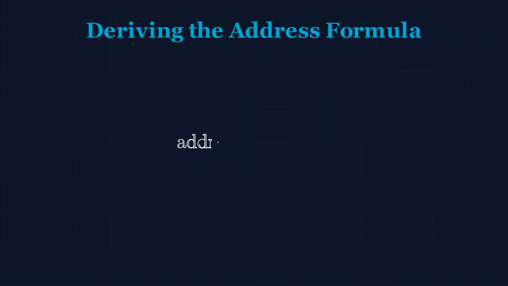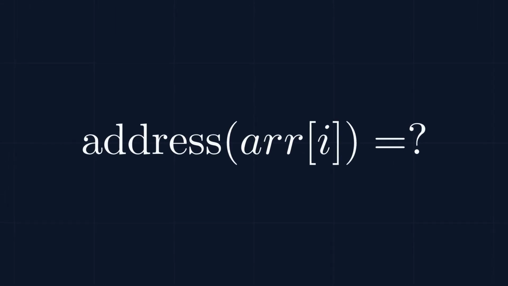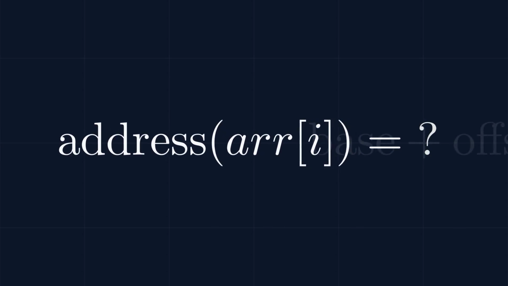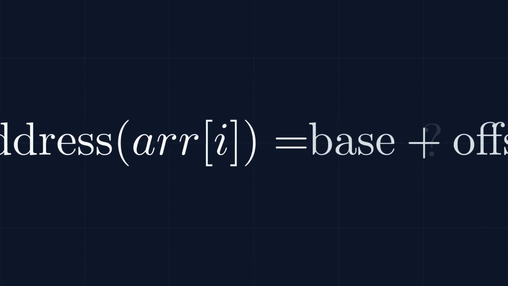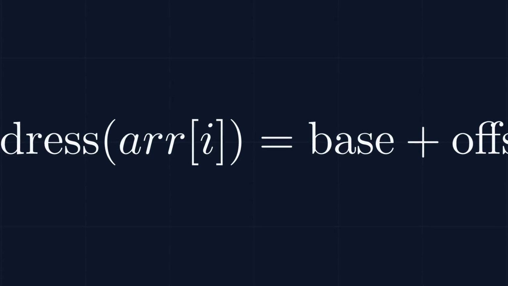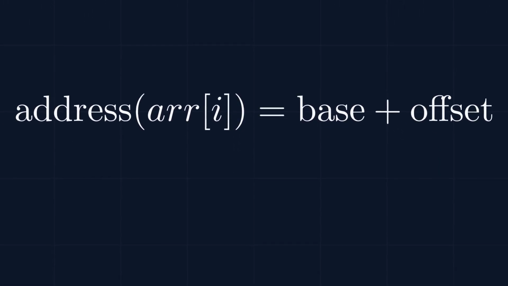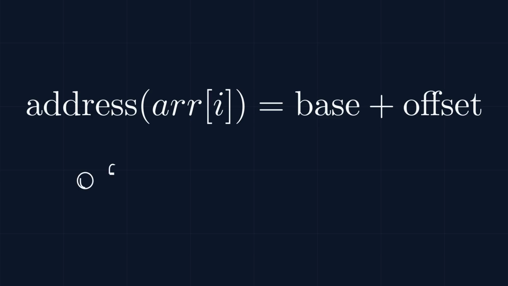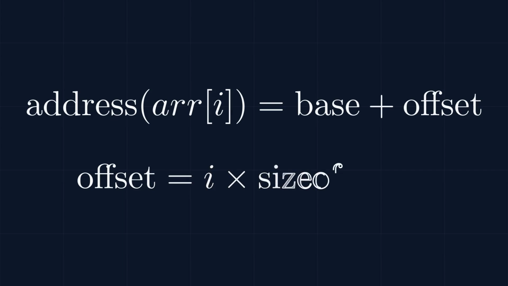So what is the actual address of the element at position i? To figure that out, we start with the base address, the address of the very first element, index 0, and add some offset to reach the ith element. That offset depends on two things: how far in elements we are from the start, which is simply i, and how many bytes each element takes up, which is the size of the data type. Multiplying these together tells us exactly how many bytes to skip.